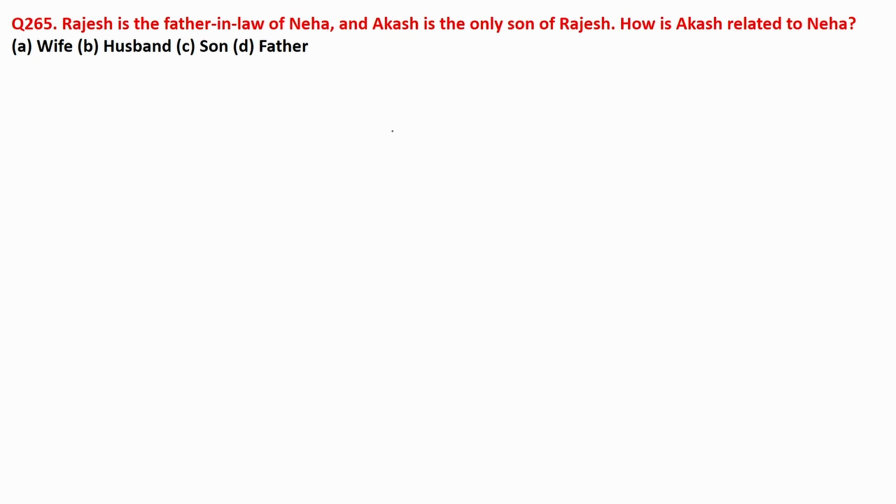Now, Rajesh is the father-in-law of Neha. Father-in-law of Neha means the father of Neha's spouse. Father is Rajesh. Spouse, we are not sure of the gender. And there is information that Akash is the only son of Rajesh. So Akash is the only son. Akash is the only son of Rajesh, which means Neha is the wife of Akash.